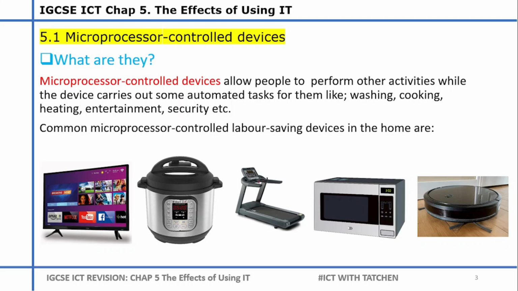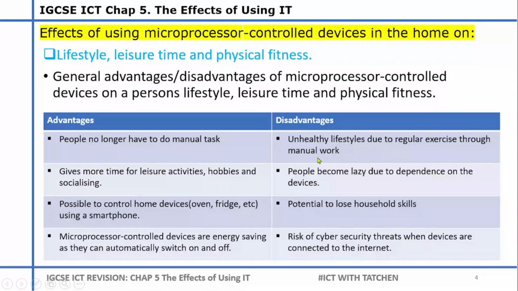So that is what we call a microprocessor. And the devices in which these microprocessors are incorporated to perform specific functions are what we call microprocessor controlled devices. They are not limited to this. We also have washing machines, security systems, as we will be seeing as we proceed.